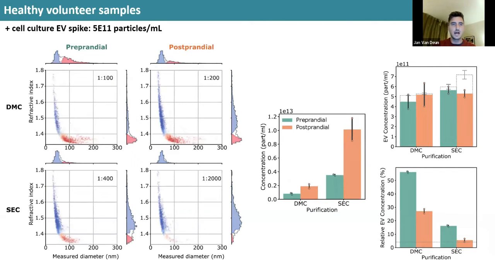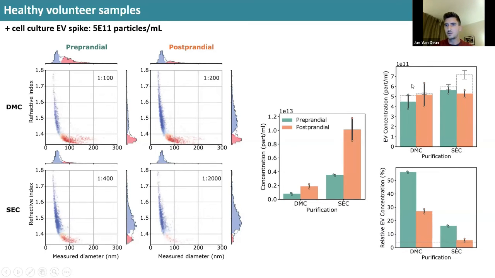So just to show that the INTA is still able to identify the EVs in these samples, we spiked them again with these cell culture EVs. So in this case, 5 × 10^11 particles per ml. And now you see this nice red population of EVs popping up in all the size refractive index plots. Of course, a little bit less, or a lot less, I would say, with the SEC isolated samples, because they contain, especially postprandial, really a lot of these lipoproteins.